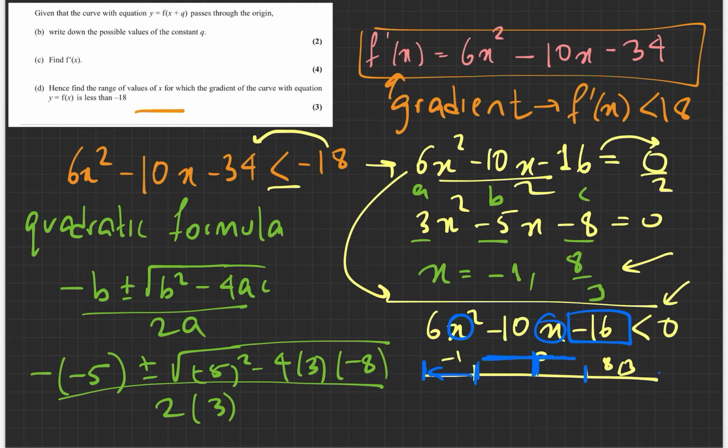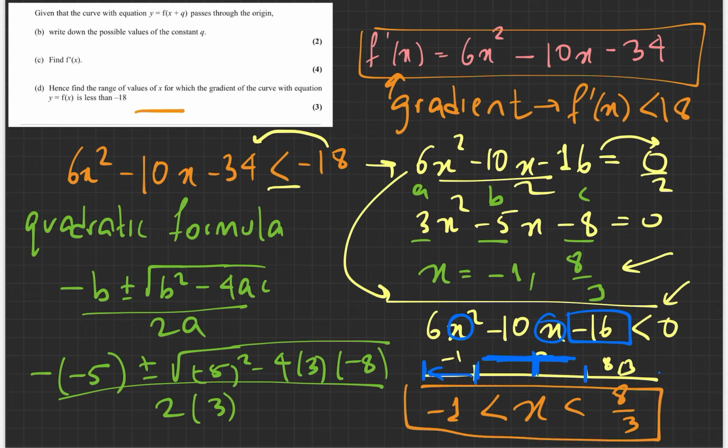Now once you've tried it, I'll tell you that no, it does not satisfy. When you put those values into the equation, the final values will actually be greater than 0, which means that they don't satisfy this equation. So when we write our final answer, all the x's that are in between minus 1 and 8 over 3 satisfy the equation. So our final answer will be x is greater than minus 1 and x is less than 8 over 3. And that is our final answer and the end of this question.